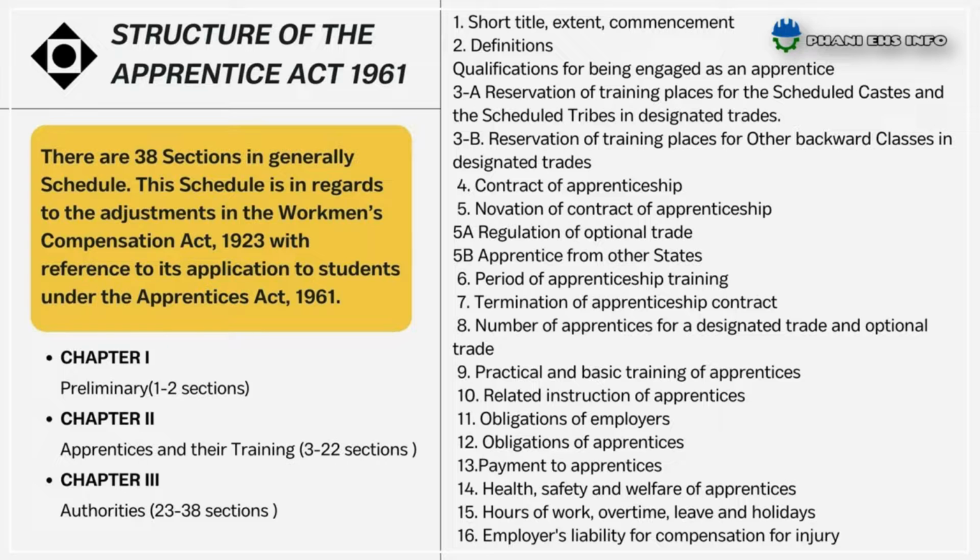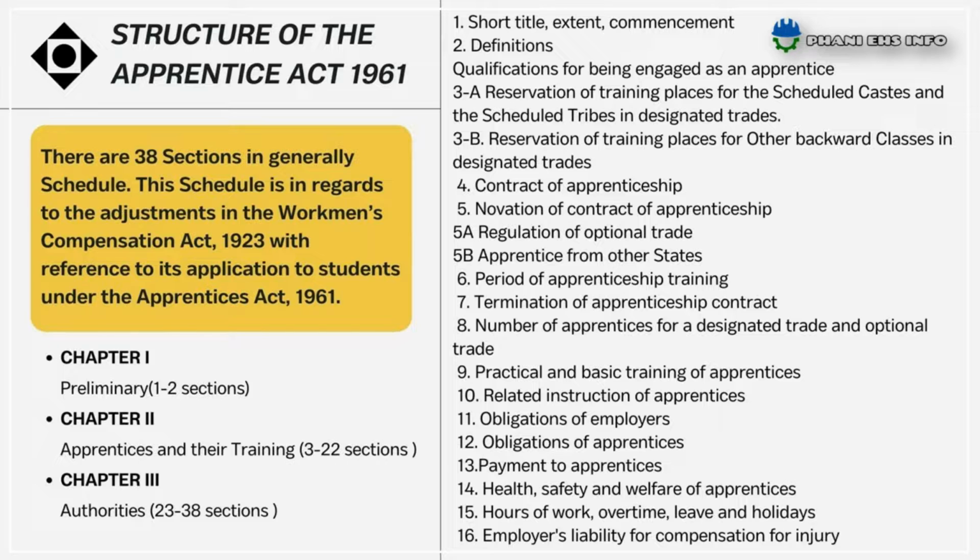6. Period of apprenticeship training. 7. Termination of apprenticeship contract. 8. Number of apprentices for a designated trade and optional trade. 9. Practical and basic training of apprentices. 10. Related instruction of apprentices. 11. Obligations of employers. 12. Obligations of apprentices. 13. Payment to apprentices. 14. Health, safety and welfare of apprentices.